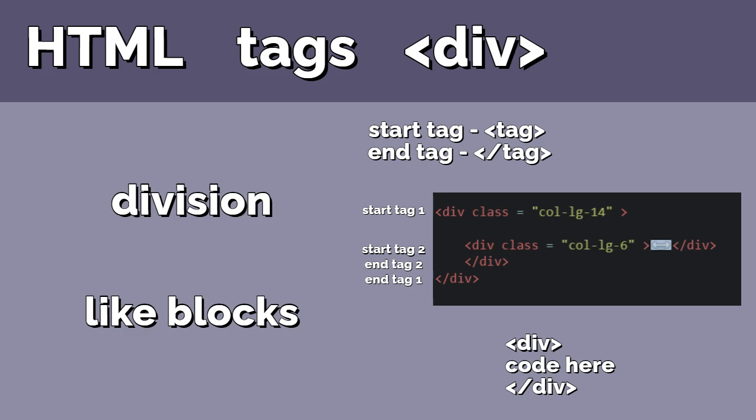Div, which means division, I like to think of like a bracket. Any changes that you apply to this bracket will be applied to anything that's within it. And for a division, there must be a start tag, and where you want to stop the changes, you will put an end tag.